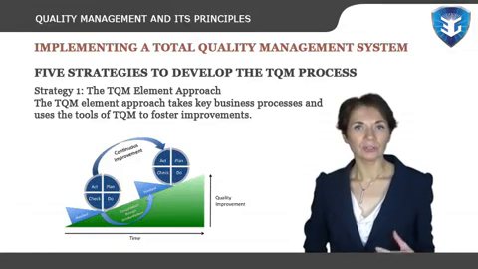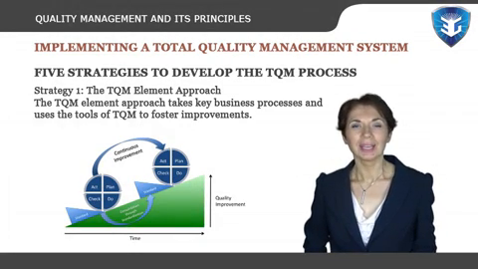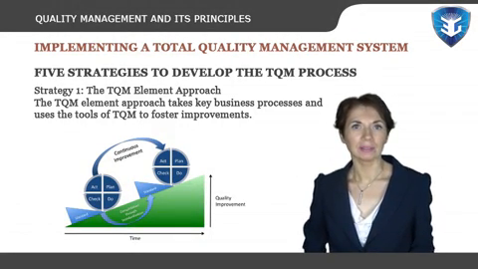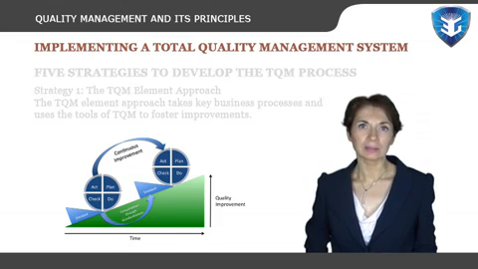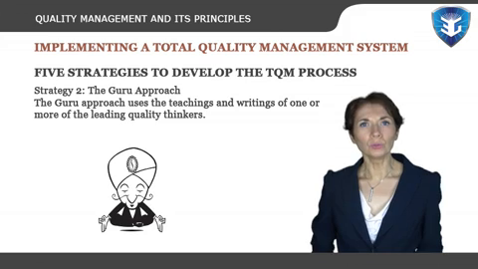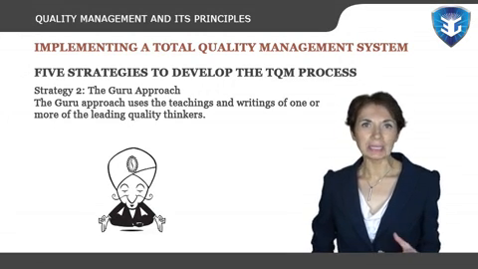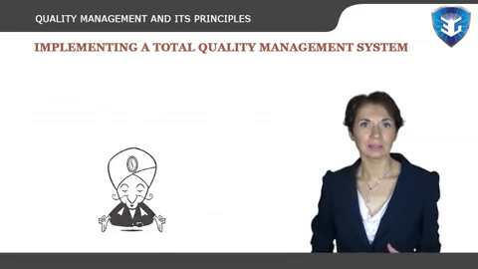5 strategies to develop the TQM process. Strategy 1, the TQM element approach, takes key business processes and/or organizational units and uses the tools of TQM to foster improvements. Strategy 2, the guru approach, uses the teachings and writings of one or more of the leading quality thinkers as a guide against which to determine where the organization has deficiencies.